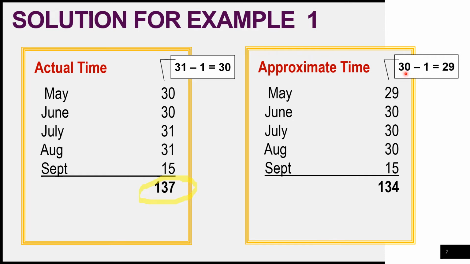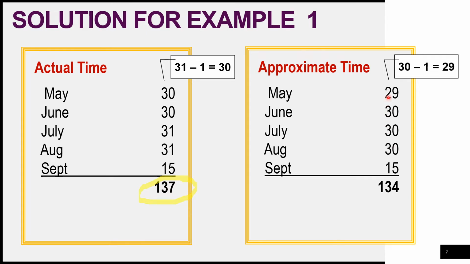And then 30 minus 1, since our first date is May 1, therefore we have 29. So for May, we have 29 days. And then for the next months, we have June, 30 days, July, 30 days, August also we have 30 days. And for September again, we are going to copy 15 since we will be ending on September 15.